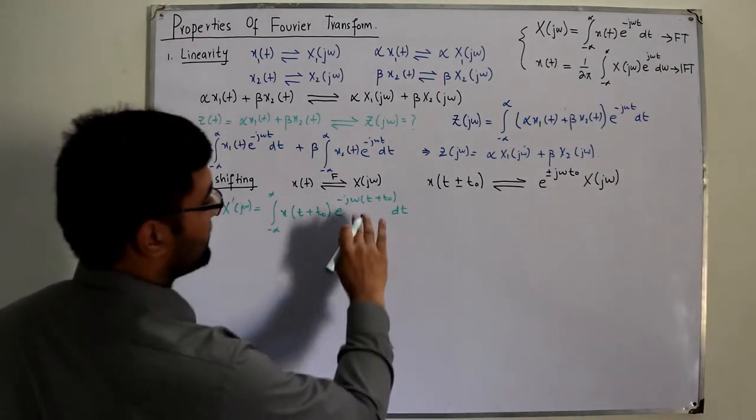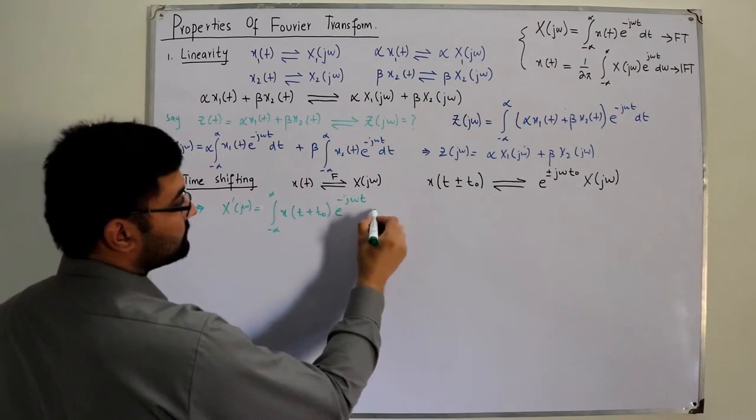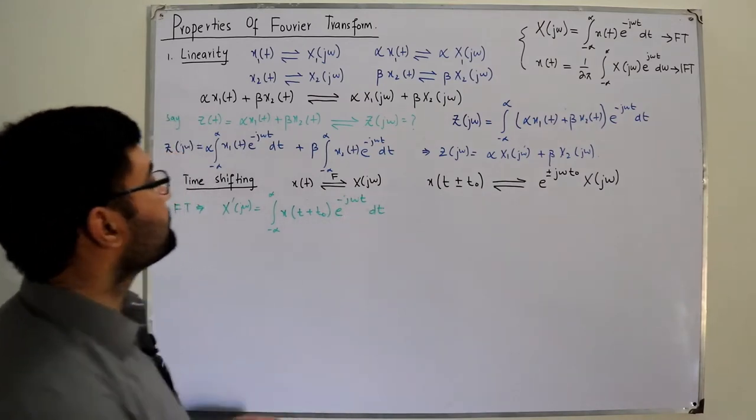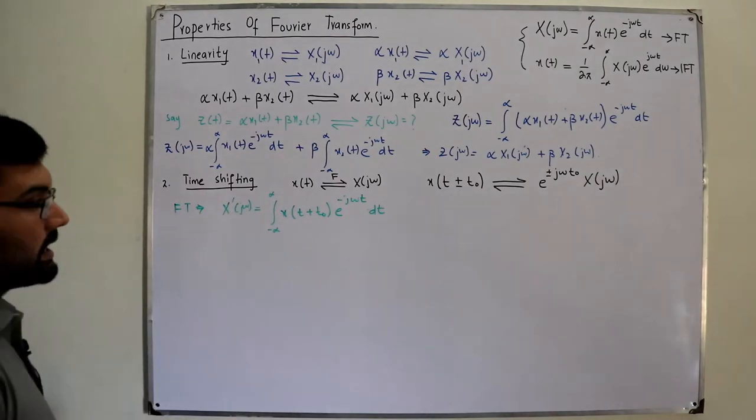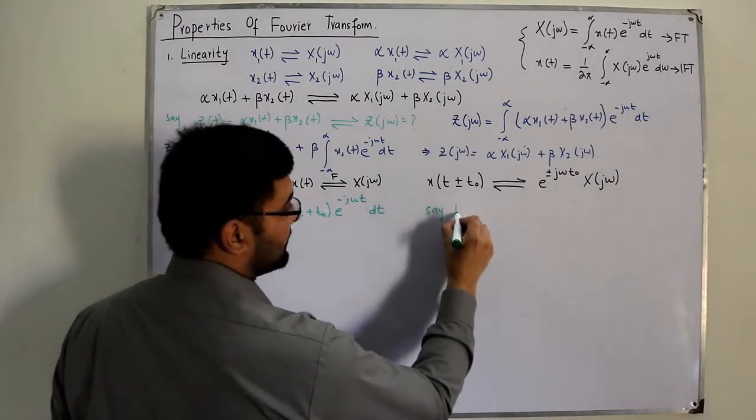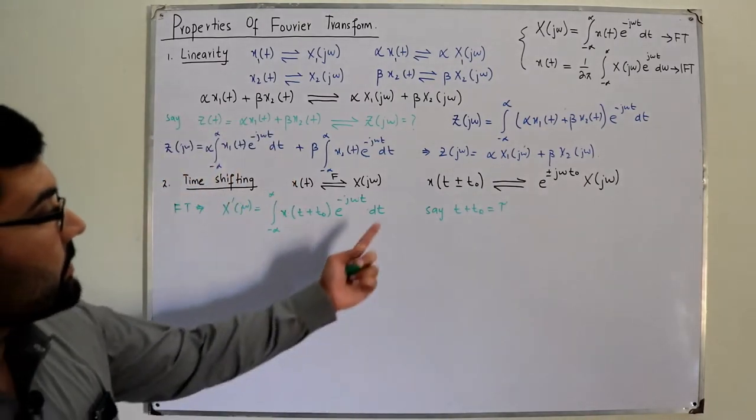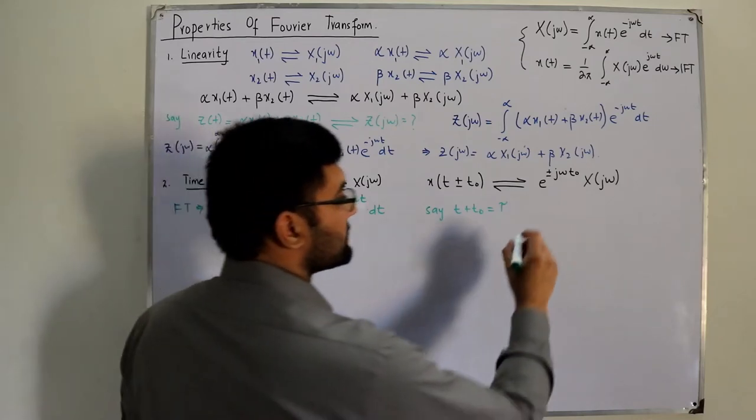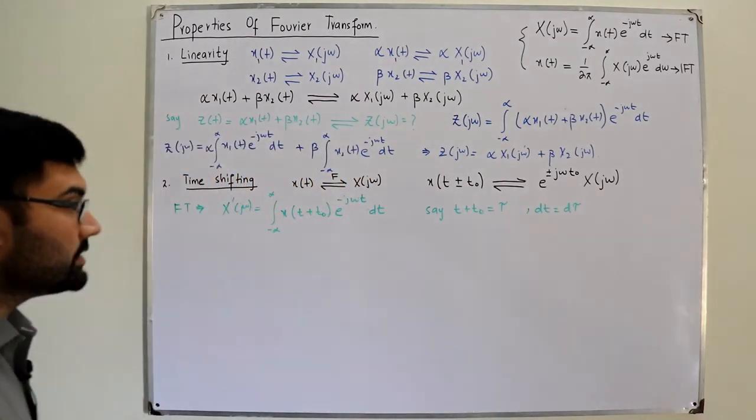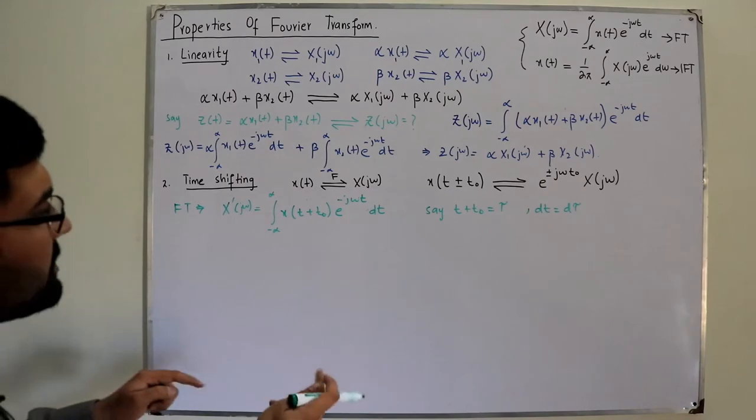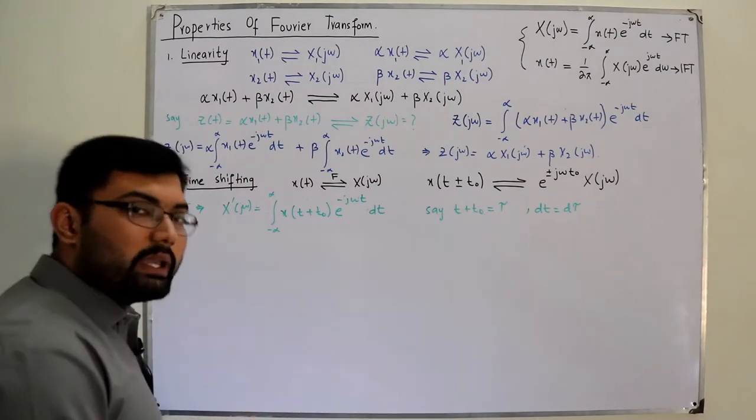Over here I would not be replacing it, because this is the independent variable t. So now, let's say I replace t plus t naught by a variable tau, such that dt would be equal to d tau. Why? Because t naught is a constant, so the derivative of a constant would be zero. And the limits of integration would again be the same, because if t is negative infinity, tau would be negative infinity, and if t is positive infinity, tau would be positive infinity.